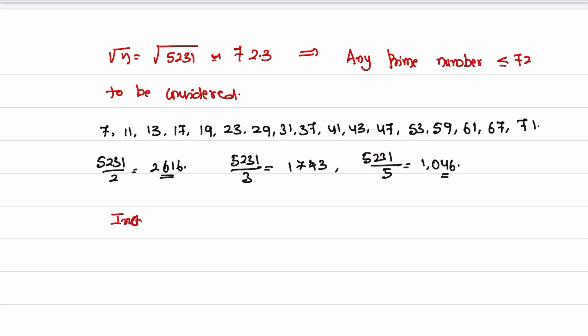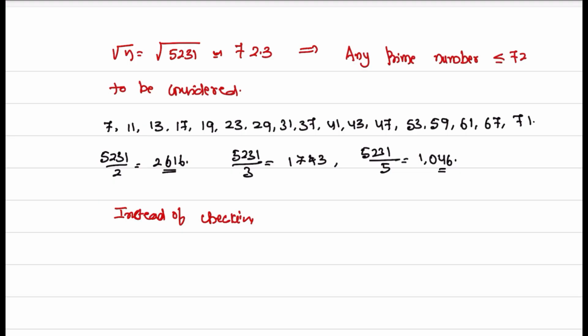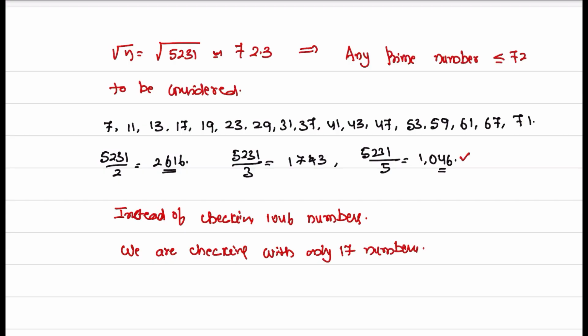Instead of checking with 1046 numbers, we are checking with only 17 numbers with this trick and finalizing whether it is a prime or not. It's a major, very good trick which you should know and apply in your examinations.